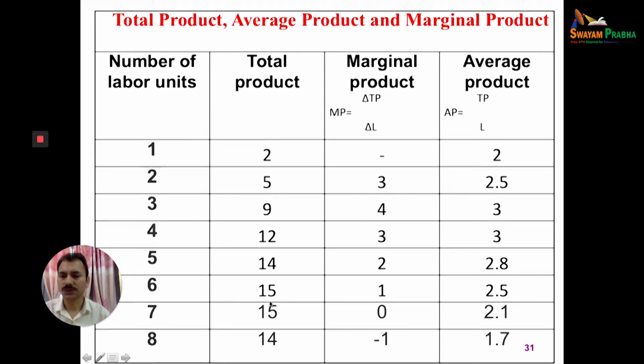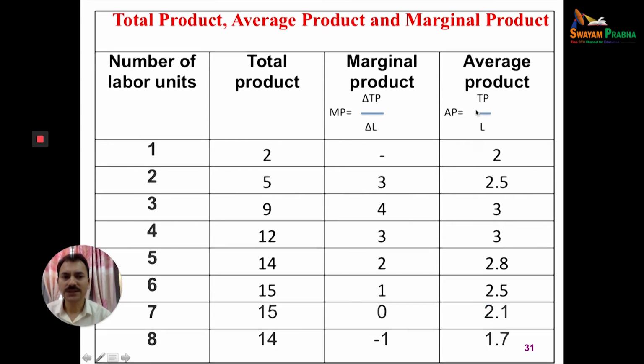There is no change. And if you use more units of labor, then output starts decreasing, meaning cost starts increasing. So comparatively, the output starts decreasing. Total product means the entire output, whereas marginal product is the change in total product divided by the change in labor, delta TP divided by delta L.